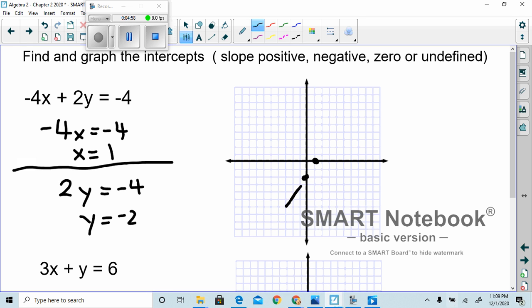And then we connect. We just need 2 points, and we see that this is a -2 and a +1, and we have a positive slope because it's going uphill. It's rising.